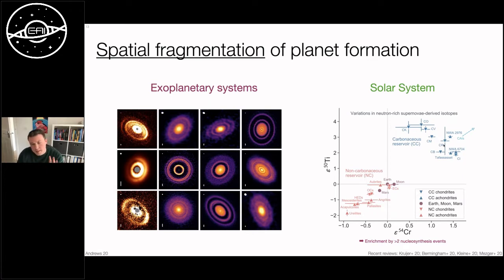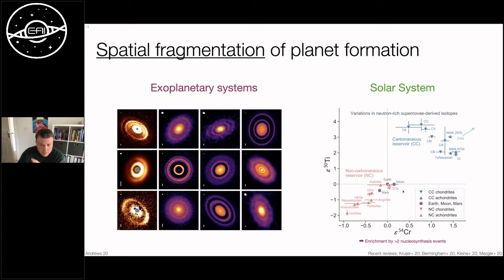And what this deviation tells us is that the solar system itself, the matter that formed the Sun and all the planets, formed in at least 2 nucleosynthesis events, such as a supernova with Wolf-Rayet stars or neutron star mergers, for instance. At least 2, probably many more, but at least 2.